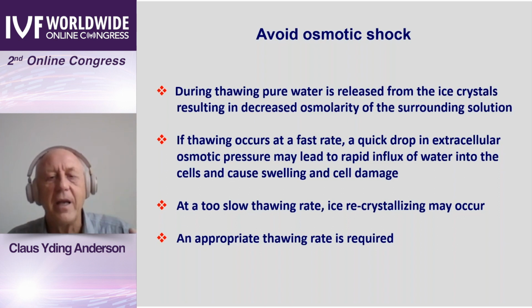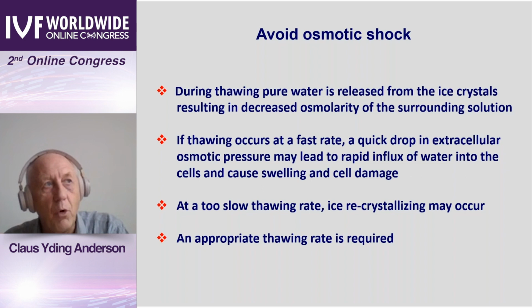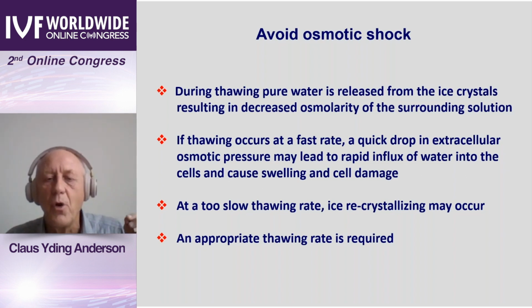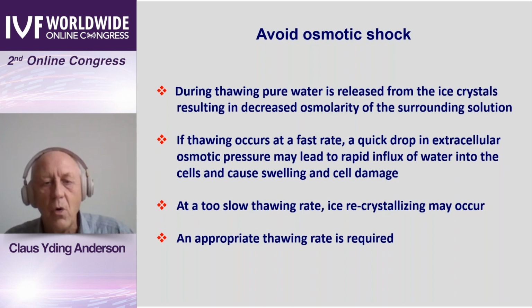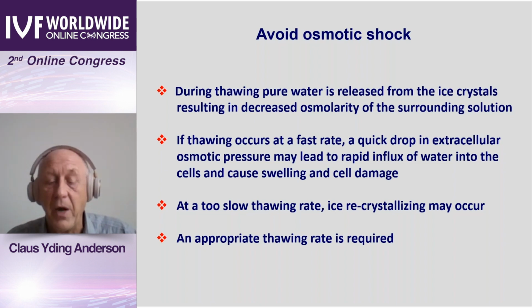So we need to thaw out the cells and tissue at an appropriate speed, by which we have water coming back to the cell at a speed that does not induce recrystallization, because this may happen if it's too slow, or if it's too fast, we may have osmotic swelling, and then the cell will break. So we have to optimize each one of those three parameters.